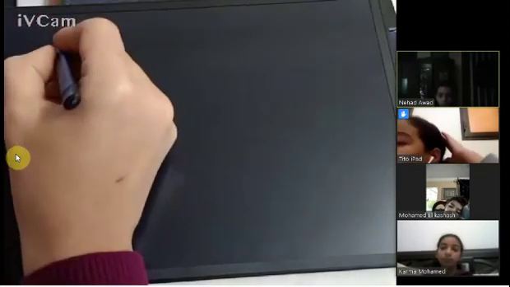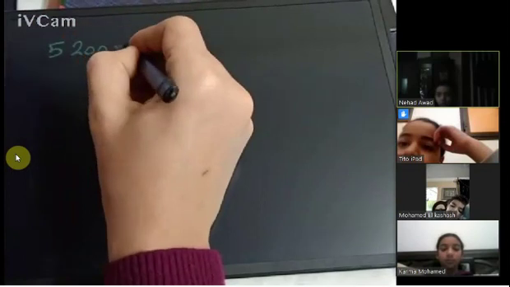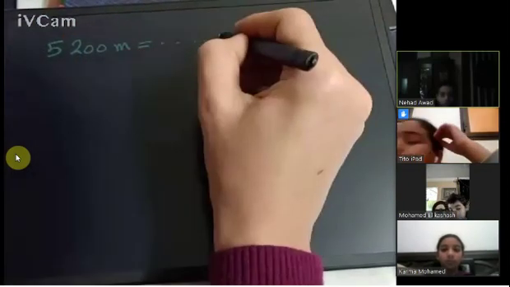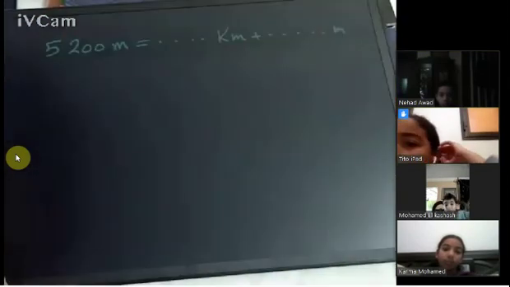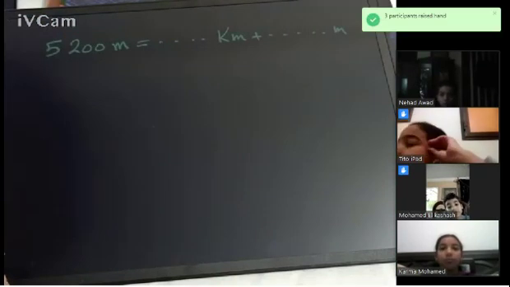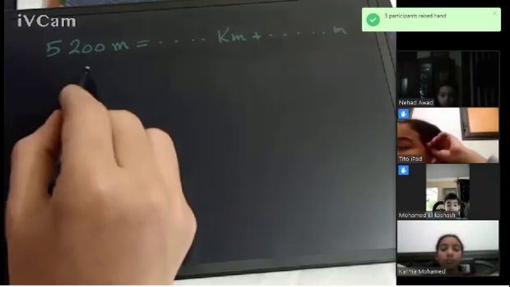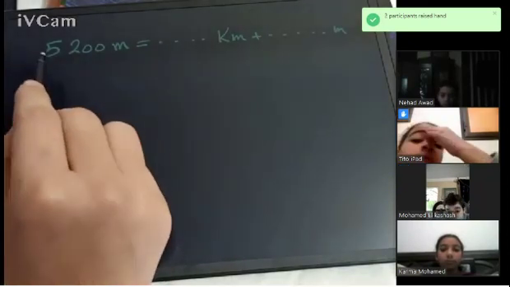Okay, I will move to this question and then I will move to the meter. Here, if we have 5,200 meter equals how many kilometer plus how many meters? From kilometer to meter or from meter to kilometer, the relation is 1,000. So we will search for the thousand place. This is 5,200.